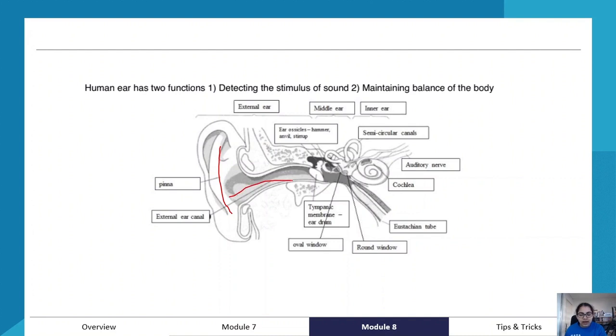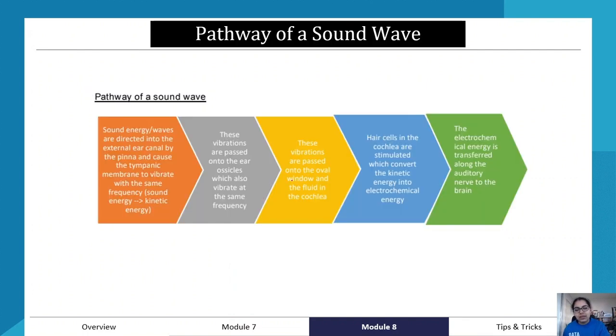What is the outer ear, what structures are part of the outer ear, what structures are part of the inner ear, what structures are part of the middle ear. How is sound actually being interpreted?